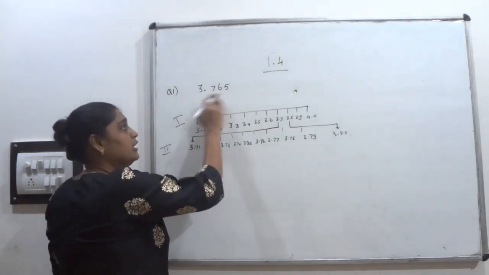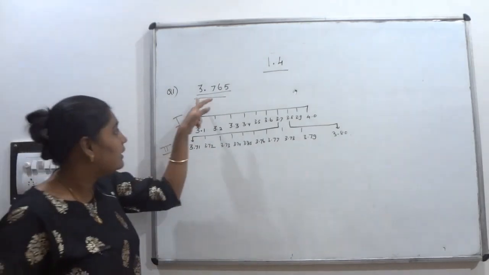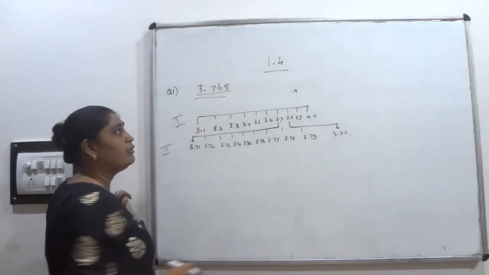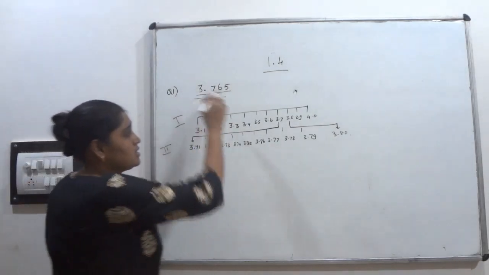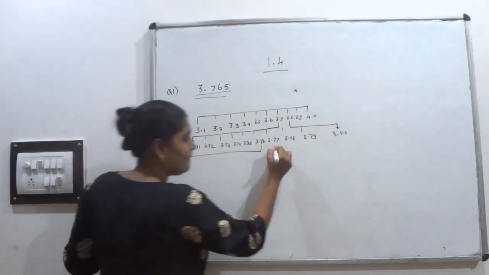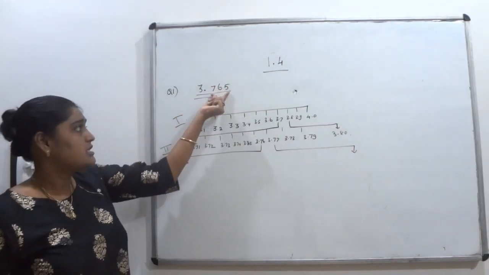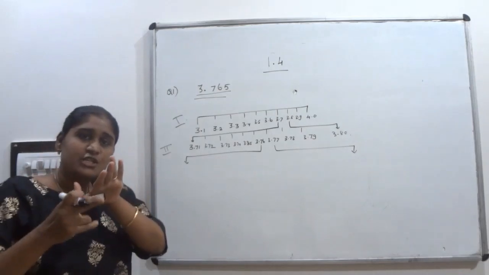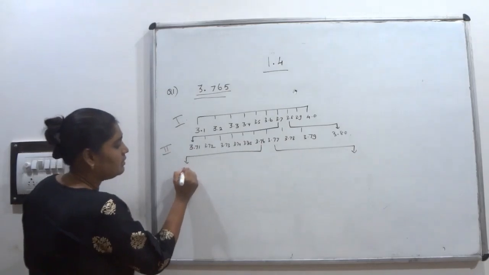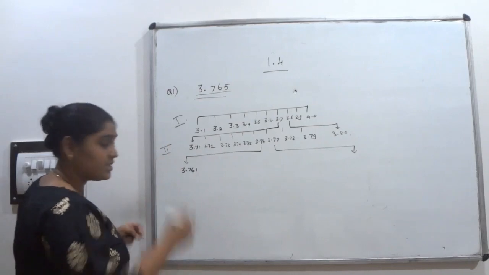Then I have to take the third decimal place. Up to the third decimal place I have to take, that is 3.765. 3.765 will lie between 3.76 and 3.77. Yes, so I have to zoom up this one. Understand? See, write it here: 3.76 to 3.77. One digit I have to increase in every step.